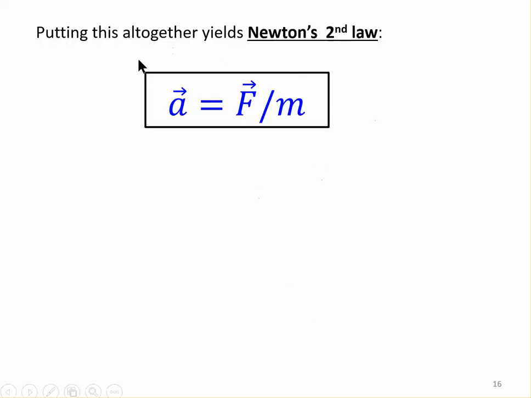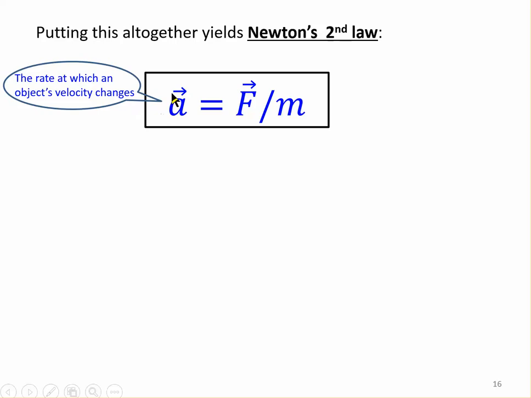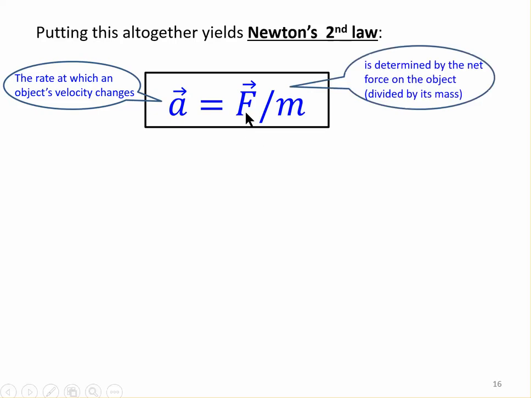If we put this all together, we arrive at a truly amazing result. This is a fundamental discovery known as Newton's second law. It says that the acceleration of an object, that means the rate at which its velocity is changing, depends on the force acting on it divided by its mass. So the rate of an object's change in velocity is determined by the force acting on it divided by its mass. So you apply the force, and this expression tells you what the resulting acceleration is going to be.